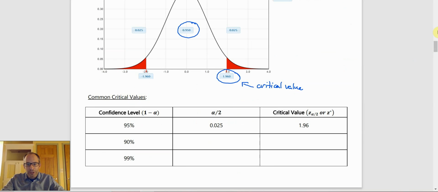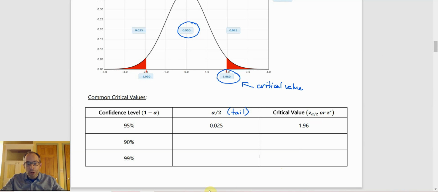All right, so the common critical value table. So the alpha over 2, this is the tail, right? And then yeah, there's the 0.025 up there in the tail. You can still see it there on the screen. And the critical value, it's that cutoff. So 1.960 or just 1.96. And I think of it as the cutoff for that middle region, where the area is going to match up with the confidence level.